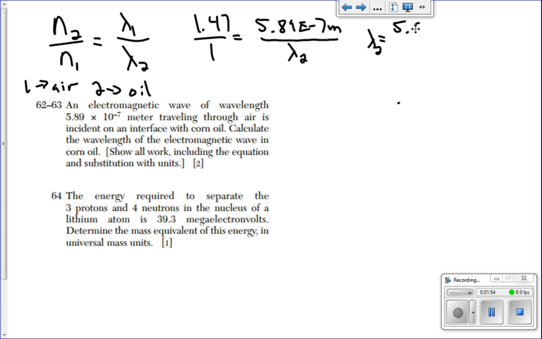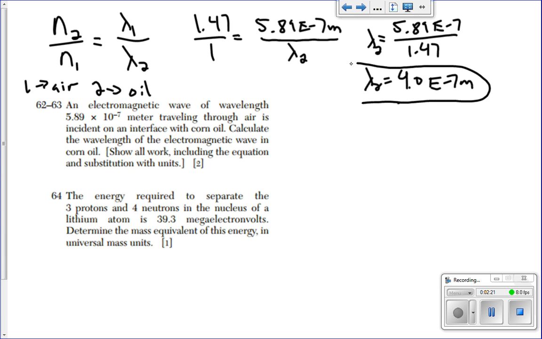5.89 e negative 7 divided by 1.47, and throw that into your calculator, and you should get about 4.0 times 10 to the negative 7th meters. And that is your final answer. Do we show all work with equation and substitution with units? There's the equation. Here is substitution. There's our unit. Final answer has a unit. We're good. 2 out of 2.